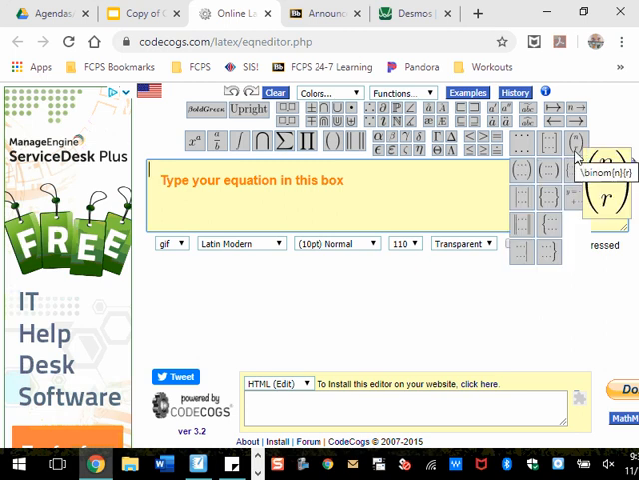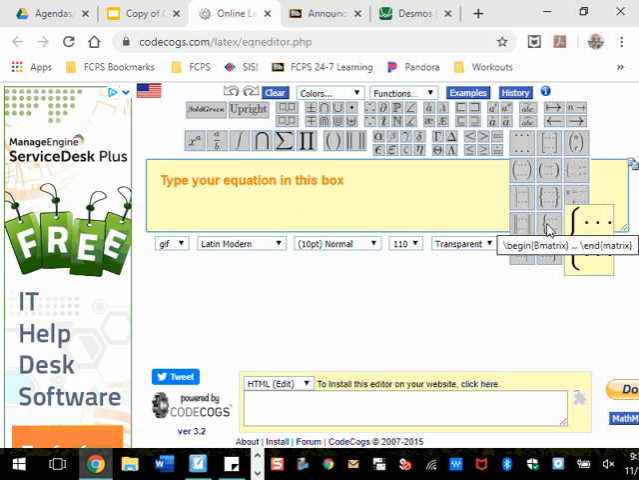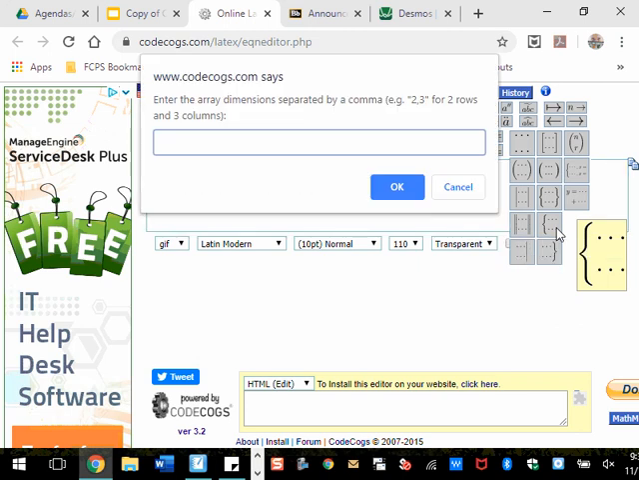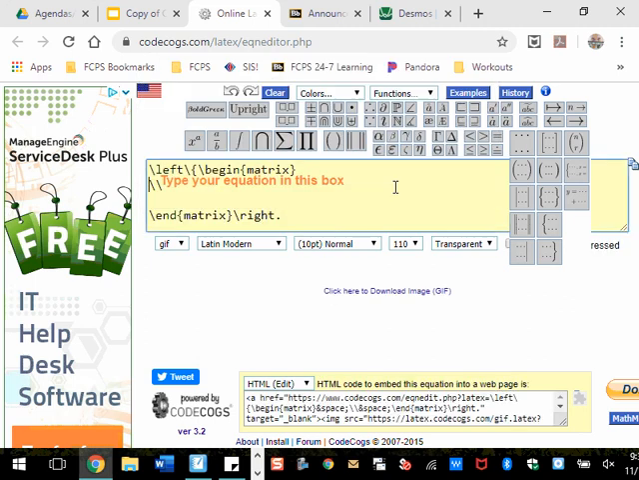To create a system, you need to go into this very last box right here and hit this little squiggle with 2 lines. You're going to go to the N over R, and then go to the squiggle with 2 lines here. They want to know how many rows you want, so because we have 2 equations, you're going to have 2 rows but only 1 column, and hit OK.